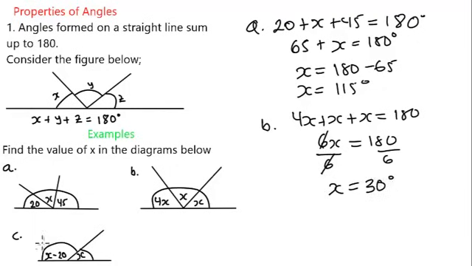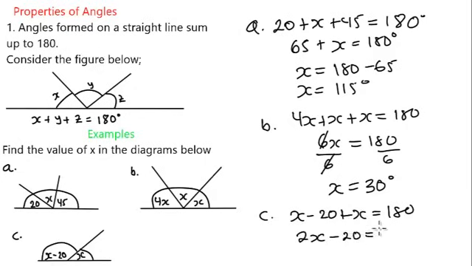Now let's move on to the last one, which is the C. And here again we have a straight line and then some angles on it. So to get the value of x, we add the two and then we equate to 180. And so for C, we are going to have x minus 20 plus x is equal to 180 degrees. Now from here, x plus x will give us 2x, then we have minus 20 is equal to 180 degrees.